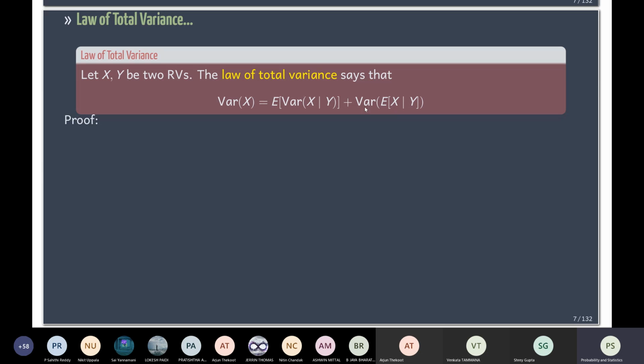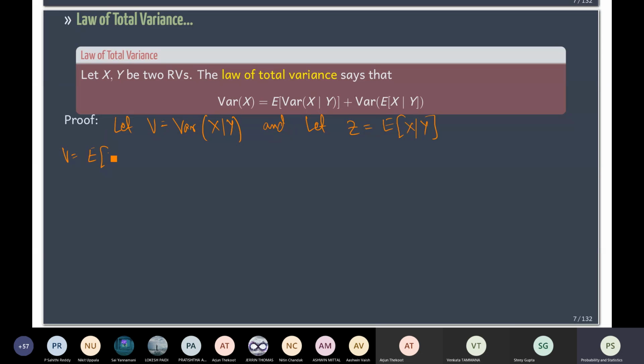Okay, so let us use some shorthand notation. Let v be the variance of x given y, and let z be the expectation of x given y. These are shorthand notations. Then v is the variance of this. Now remember the formula for the conditional variance, right? We just did it in the beginning of the class.